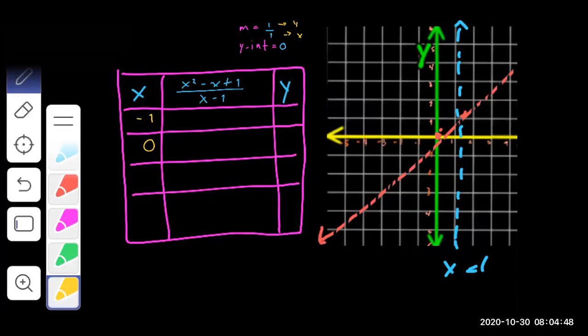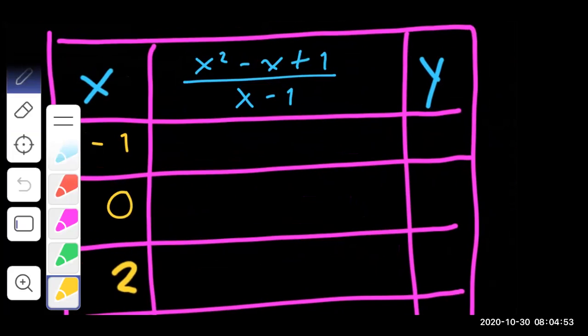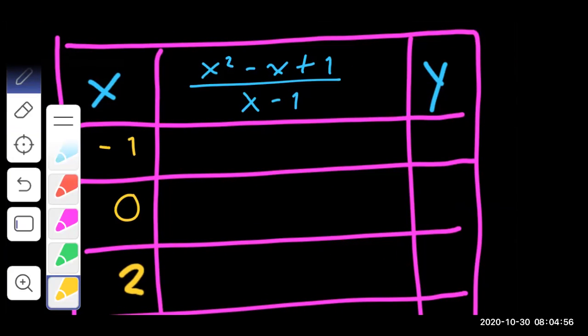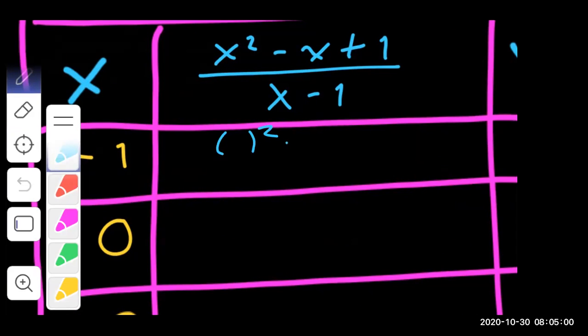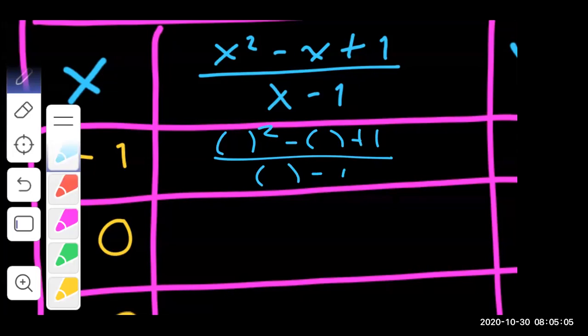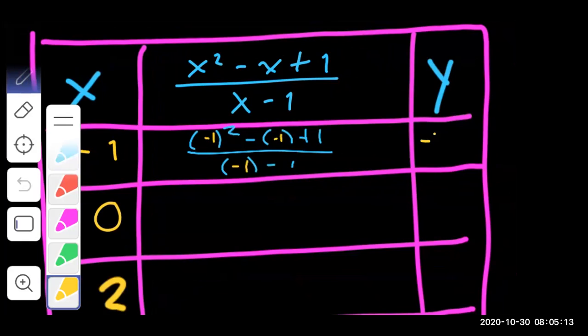Okay, let's take 2 and 3 and see what we're going to get. Let's zoom in, guys, and get our calculators. Okay, let's put parentheses: parentheses squared minus parentheses plus 1, all over parentheses minus 1. What do we get if we substitute negative 1 here? Negative 1.5. Anyone got the same or a different answer? Just to check it out. Okay, we are okay with that.